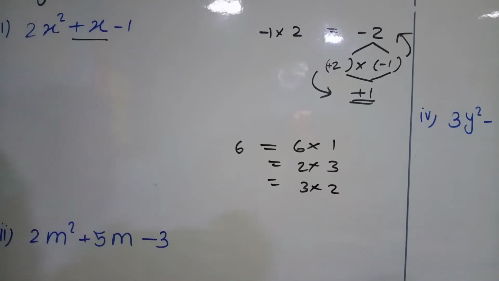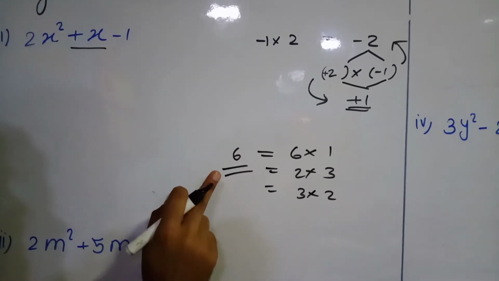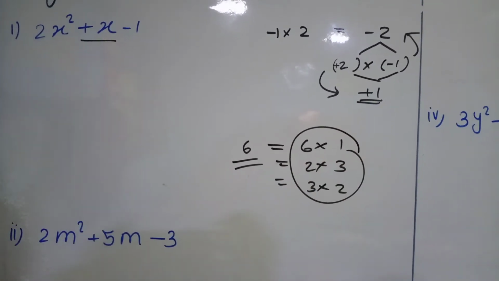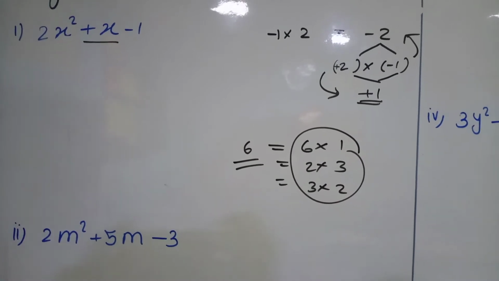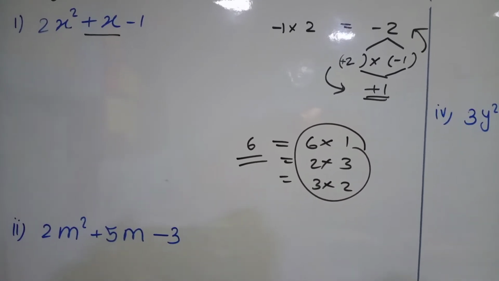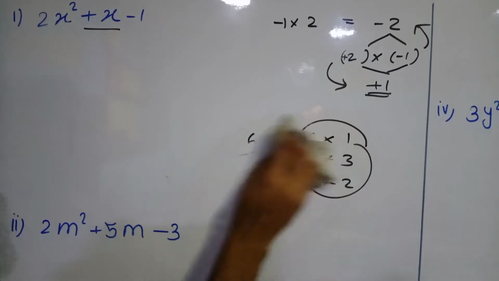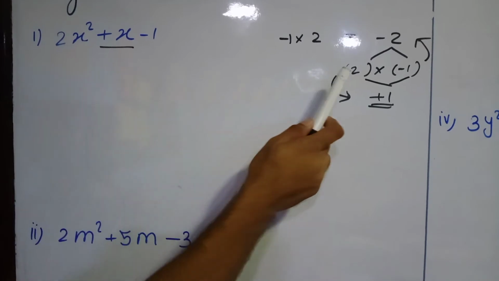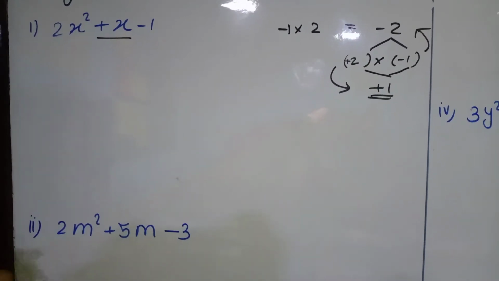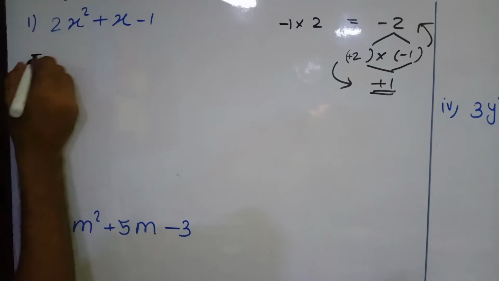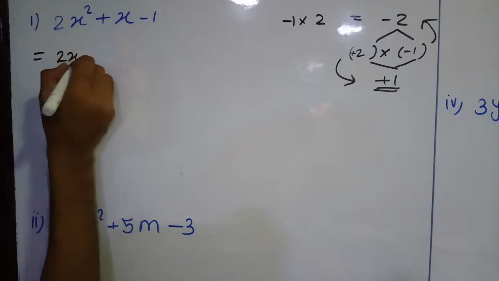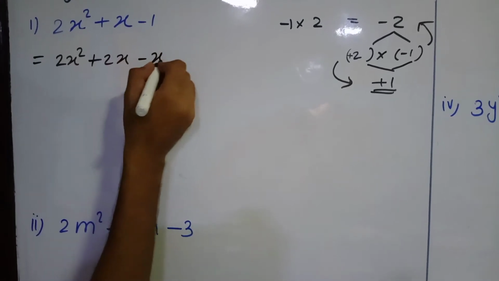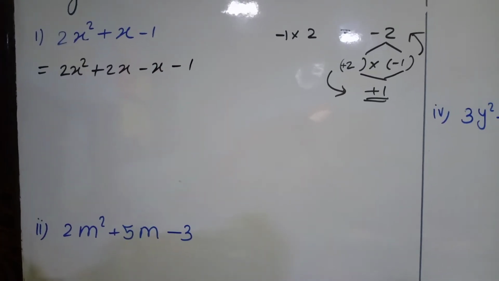We can write it, because this is the number having the value 6 and these are all also having the value 6. So in this sense we can use that and write it in this way. Now, in our sum, at the place of x we should write plus 2x and minus x, because here we have the variable, so we should take it. Let's start: 2x square as it is, plus 2x minus x minus 1. This way we have to write.